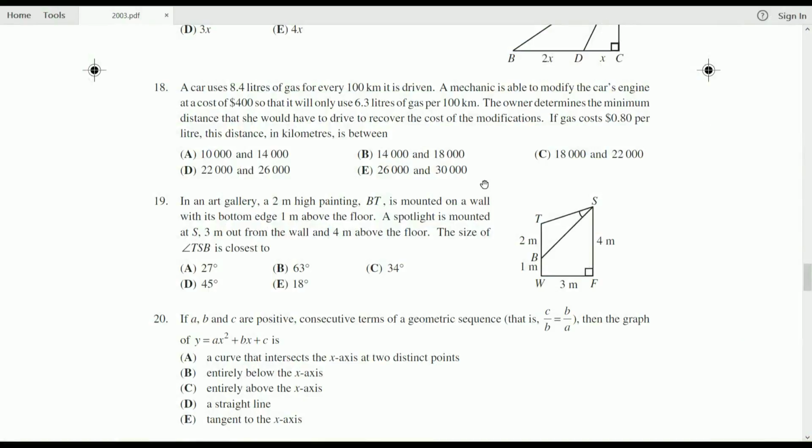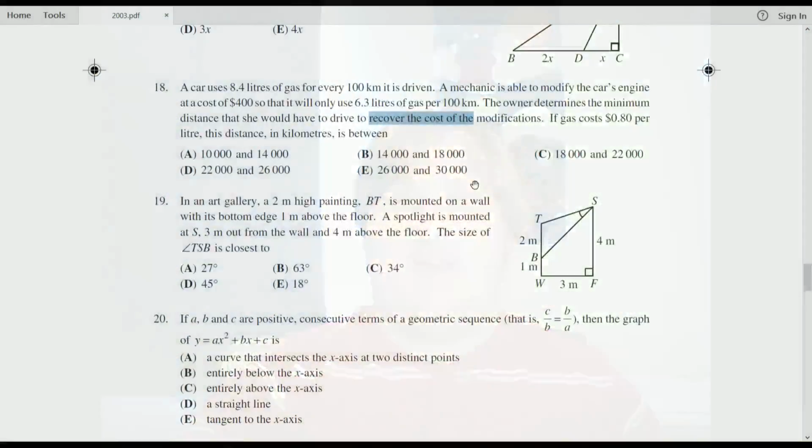A car uses 8.3 liters of gas for every 100 kilometers it's driven. A mechanic is able to modify the car's engine at a cost of $400 so that it will only use 6.3 liters of gas per 100 kilometers. The owner determines the minimum distance that she would have to drive in order to recover the cost of the modifications. So how far does she have to drive to the point where if she hadn't modified the car, she would have been $400 more than the cost of gas with the modification, I guess is what they're saying.